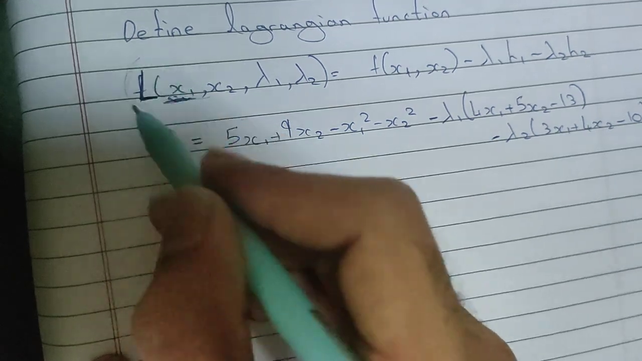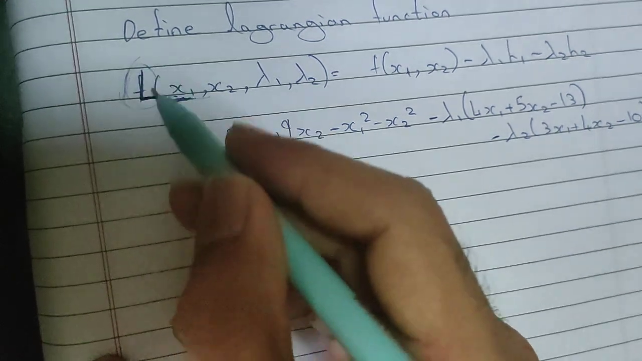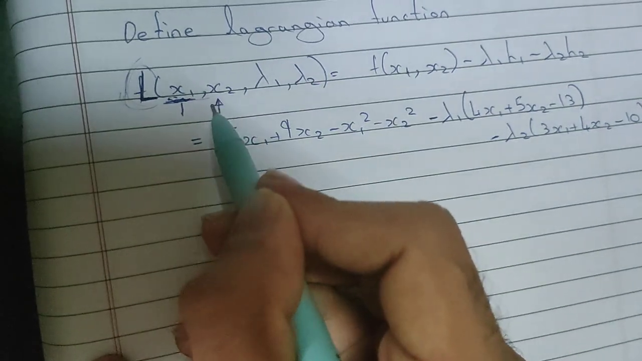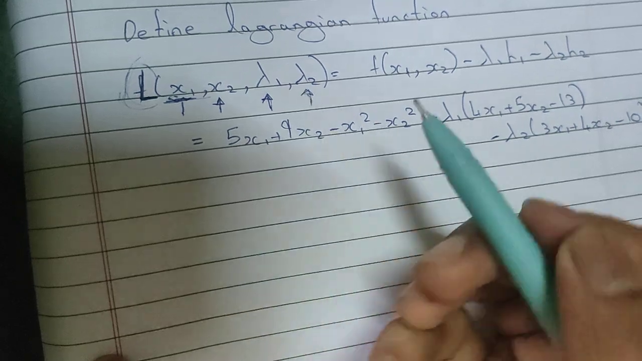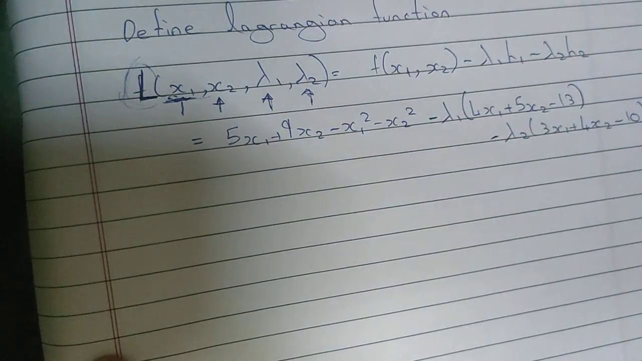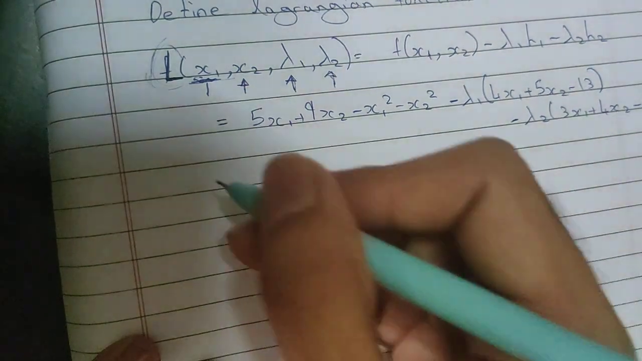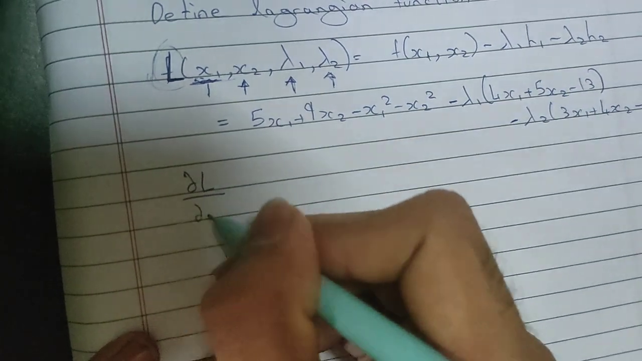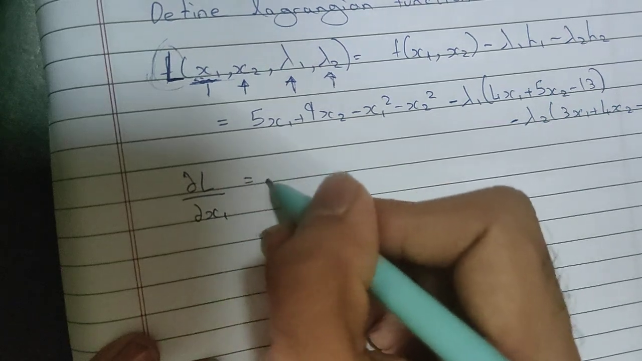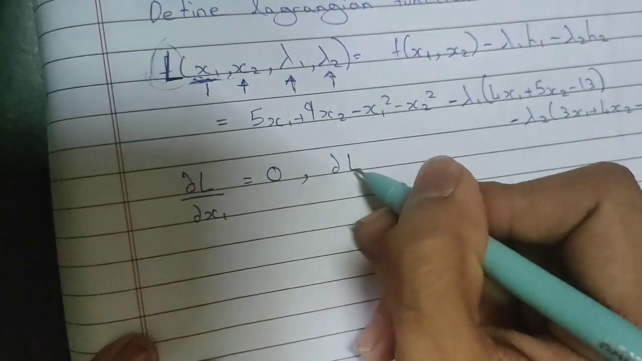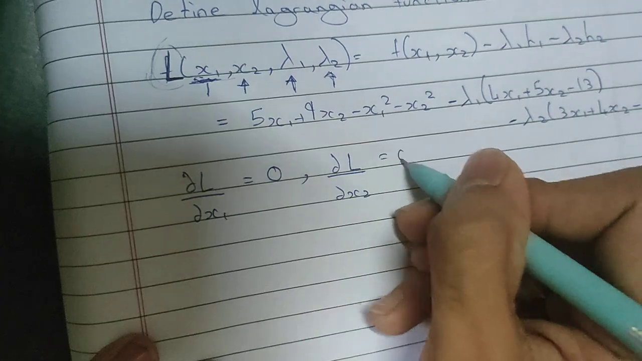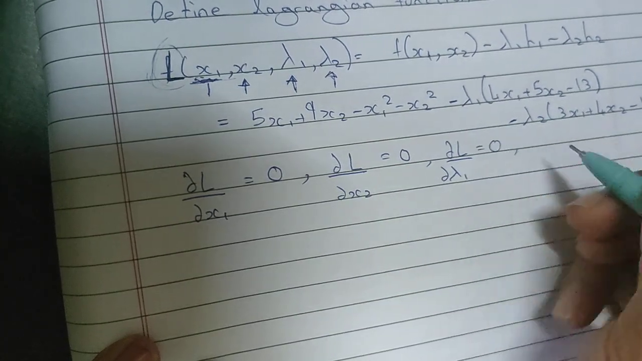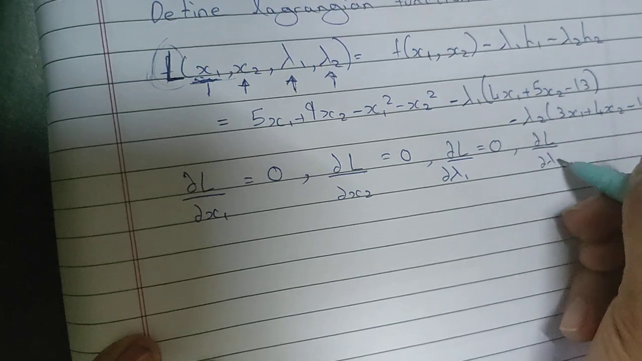Now after this step, we need to calculate four things. We need to calculate the partial derivatives of the Lagrangian function with respect to x1, x2, lambda 1, lambda 2. Basically all the variables used here, we need to differentiate with respect to each one, and then put them equal to 0. So we differentiate with respect to x1, put it equal to 0. Same for x2, put it equal to 0. Same for lambda 1, put it equal to 0, and same for lambda 2. Nice.